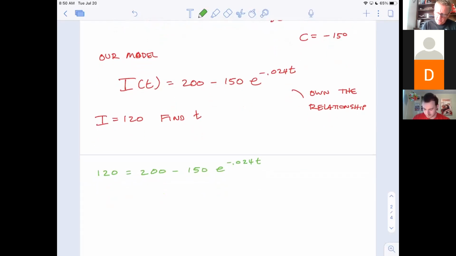So there are all kinds of simple algebra mistakes you could make. It's extremely tempting here to go 200 minus 150, but not only should you not do that, you should have reasons why you should not do that algebraically. In my case, I'm going to subtract 200, which gives me negative 80, and then I'm going to divide by negative 150. So I end up with 80 over 150, which I guess is 8 over 15.